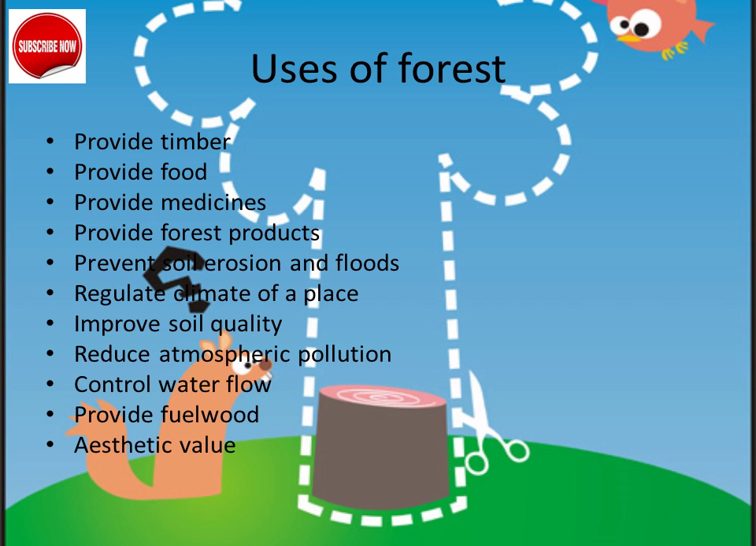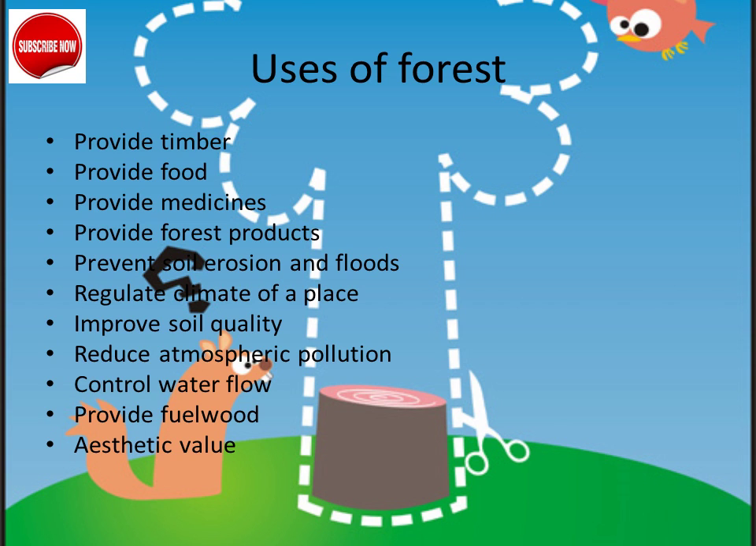They also help in maintaining the quality of soil. Dead fallen leaves of trees decay and form humus, which increases the porosity and fertility of the soil. It also helps in reducing atmospheric pollution. Forests reduce atmospheric pollution by using carbon dioxide for photosynthesis and by collecting suspended particulate matter on their leaves, and they also help in checking global warming.